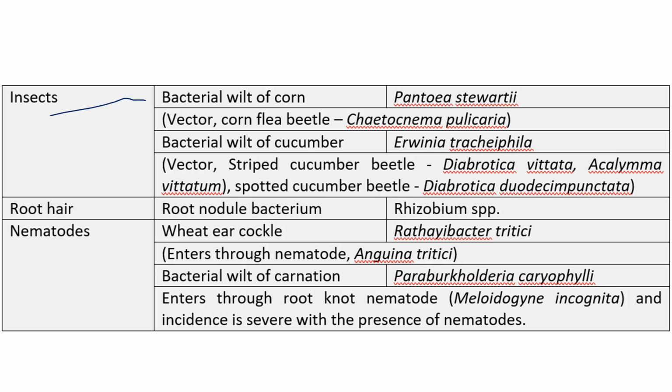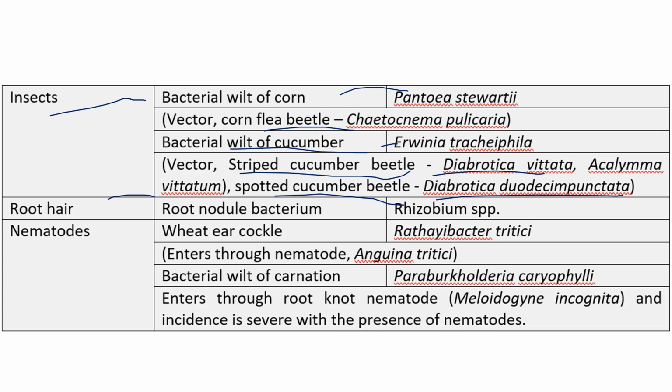Insects: bacterial wilt of corn, caused by Erwinia stewartii, Pantoea stewartii, which is transmitted by the corn flea beetle, Chaetocnema pulicaria, whereas bacterial wilt of cucumber is caused by Erwinia tracheiphila, but it is transmitted by a vector called striped cucumber beetle, Diabrotica vittata, now the name changed to Acalymma vittatum. Spotted cucumber beetle, one more beetle is there, that is Diabrotica undecimpunctata.